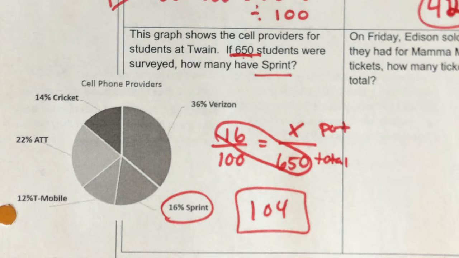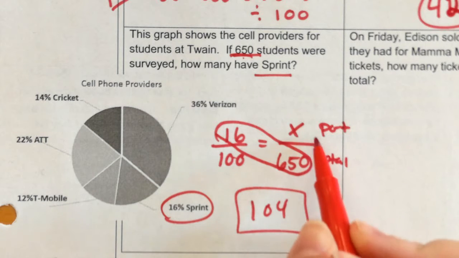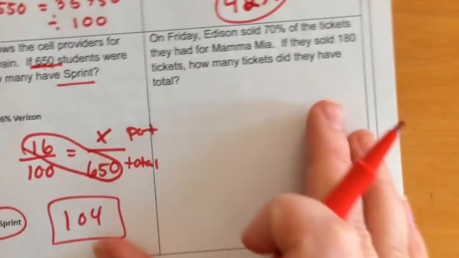So a lot of these are kind of repetitive. Again, if you always remember that the percent is out of 100, the hard part is knowing which goes on the top and which goes on the bottom for the other half. But if you can remember part over total, that might make your life just a little bit easier. Let's look at this fourth one.